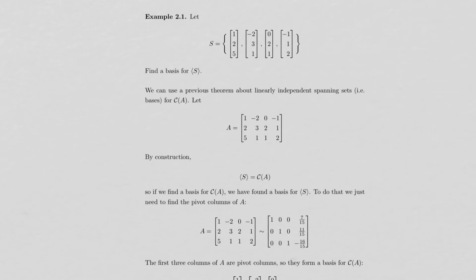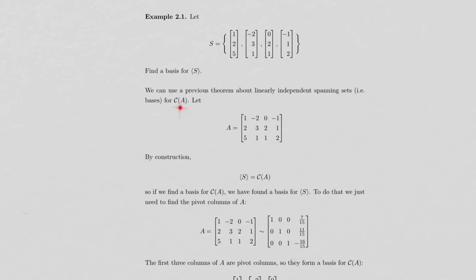Okay, so let's do an example. Let's say we're given this set S. We've got 4 column vectors in C3 here, and we want to find a basis for the span of S. Well, probably the easiest way to do this is to use the theorem from the previous chapters about how to find a basis for the column space. In fact, in the book, there's a theorem called something like basis for the column space.